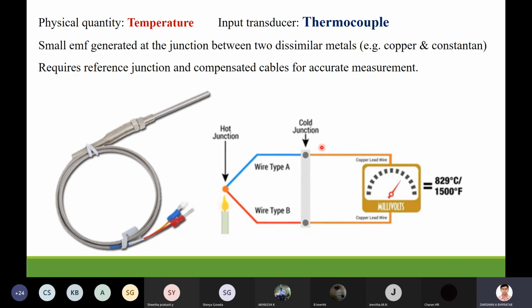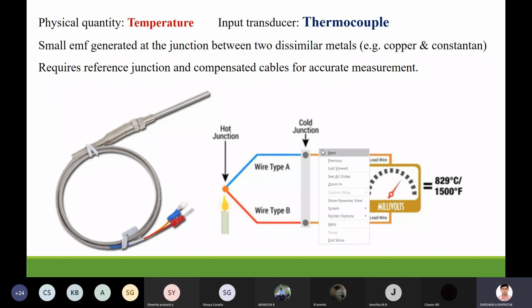And here the reference junction, I'm going to connect with the compensated cables. I'm going to connect this cold junction with the compensated cables in order to measure the temperature of the object, nothing but the temperature of the hot junction along with the reference junction. That is going to generate an electrical signal based on these compensated cables. So this is the thermocouple transducer here.